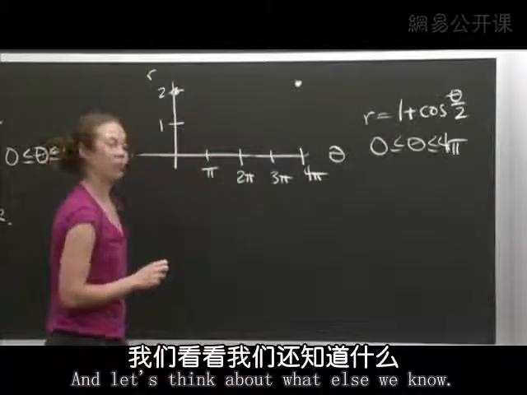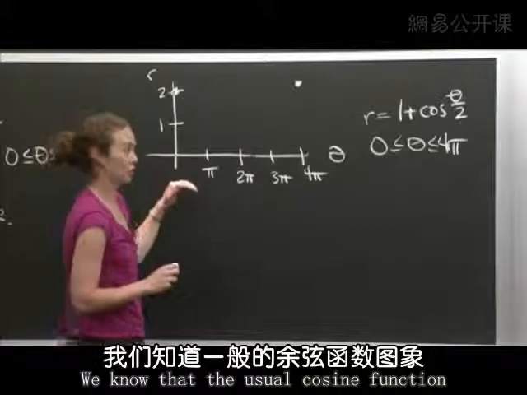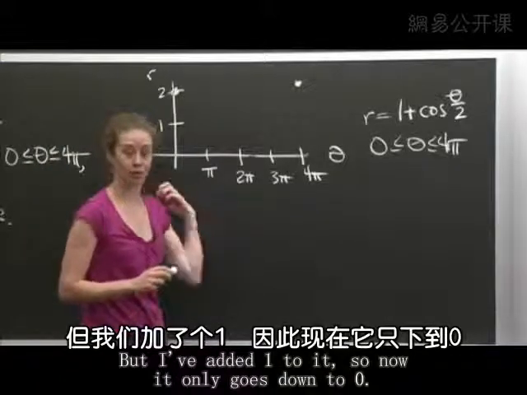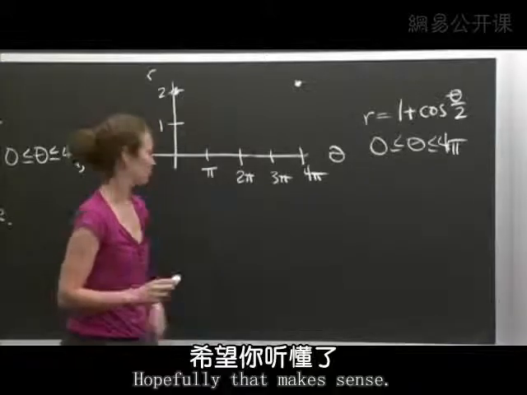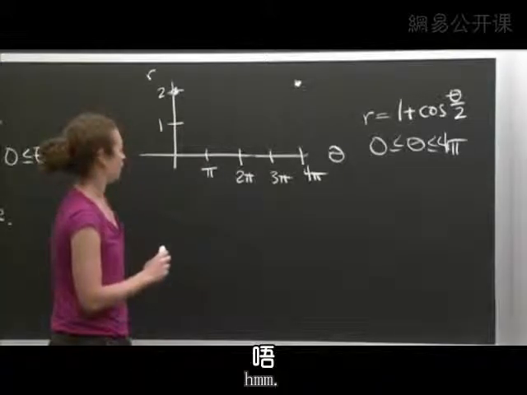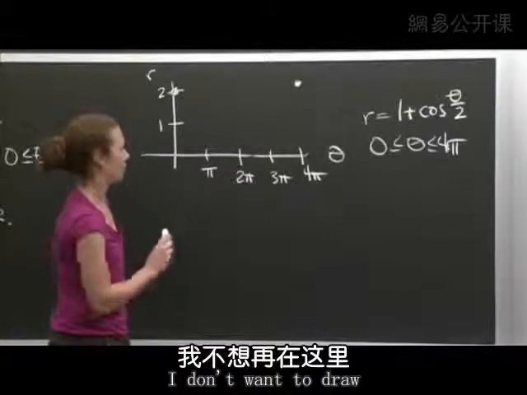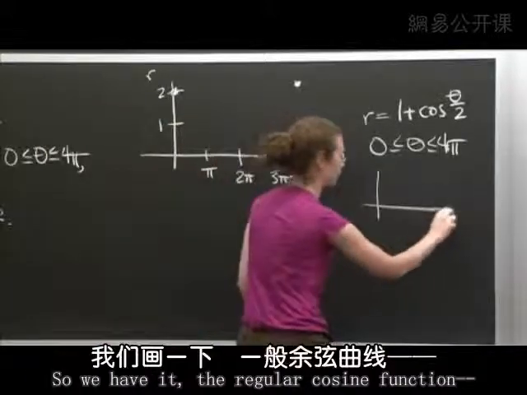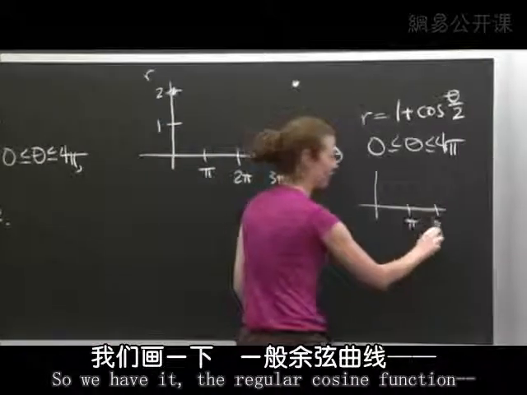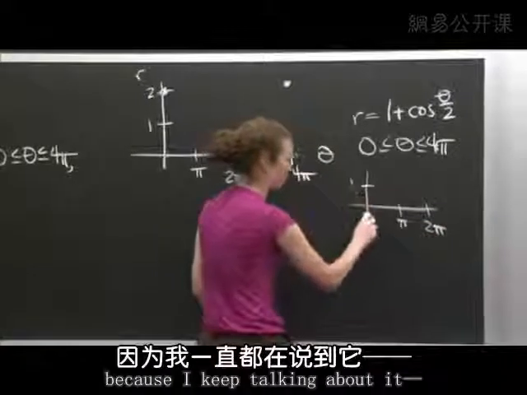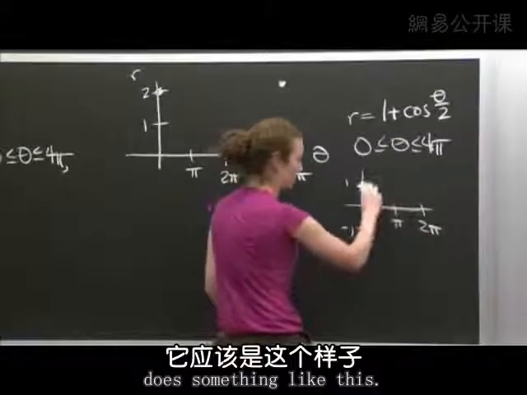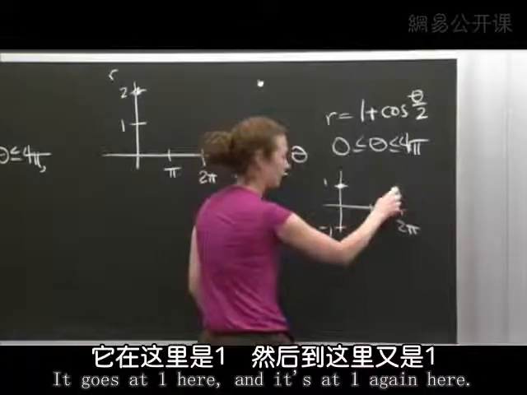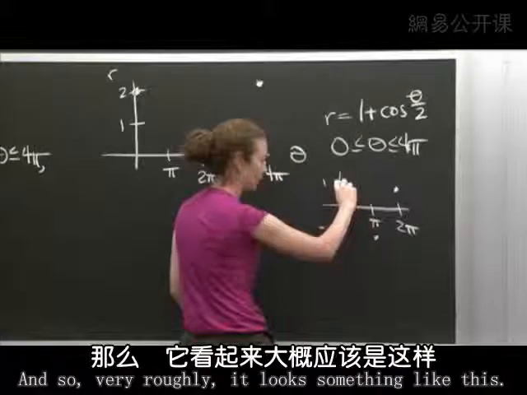And let's think about what else we know. We know that the usual cosine function goes down to -1, but I've added 1 to it. So now it only goes down to 0. Okay, hopefully that makes sense. I don't want to draw the actual cosine function again right on here, but let me draw the regular cosine function here. The regular cosine function, because I keep talking about it, does something like this. It's at 1 here, and it's at 1 again here, and it's at -1 at pi.